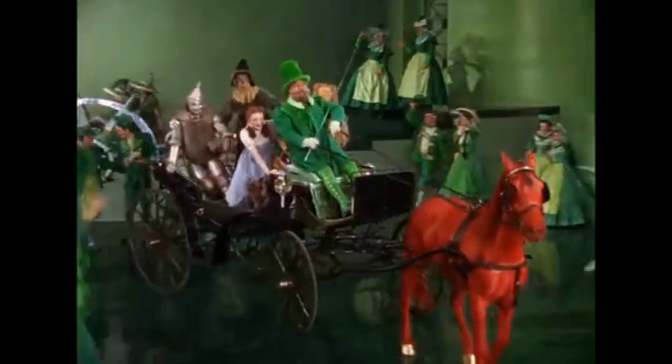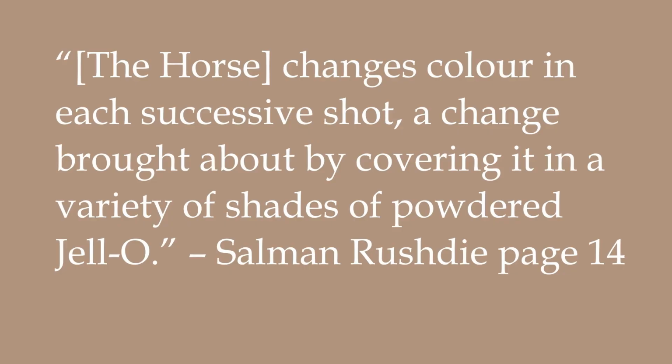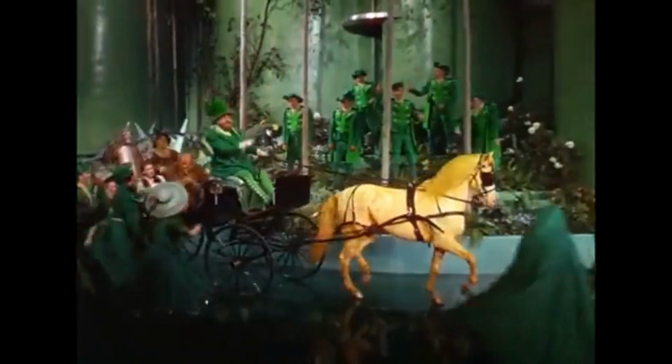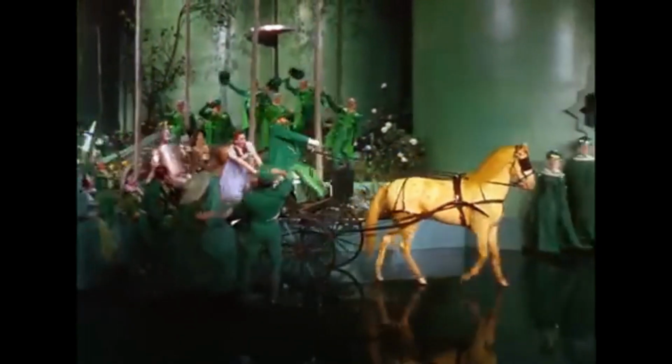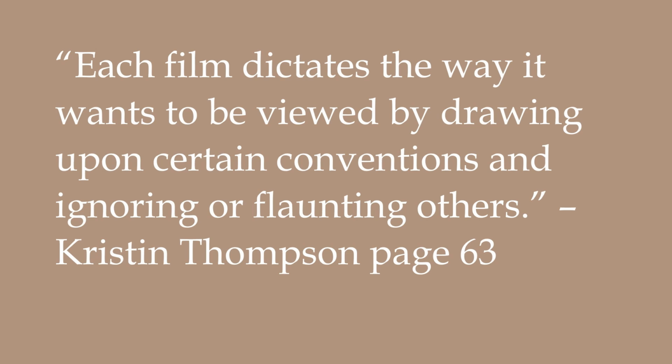In addition to this, the infamous horse of a different colour you've heard tell about, which pulls the carriage that Dorothy and her friends are on, and which, according to Salman Rushdie, changes colour in each successive shot, a change brought about by covering it in a variety of shades of powdered jello, was a brand new addition to the film's adaptation of the novel, in which there is no horse of a different colour. All of these excessive choices, which do not contribute to the plot of the film, are what makes The Wizard of Oz so iconic and well revered today, almost 90 years later.